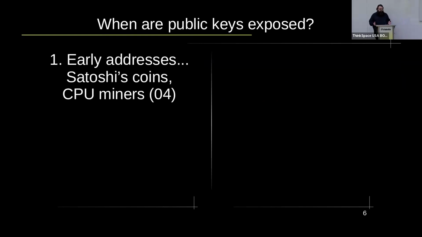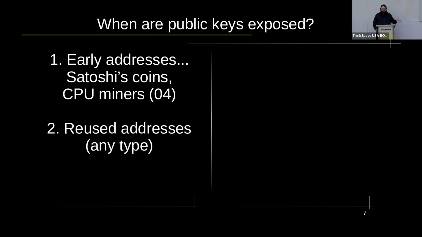When are keys exposed in the Bitcoin blockchain? The first would be early addresses, because they're called P2PK, or pay to public key, and they encoded an entire 65-byte public key plus a couple opcodes to check it. That is the entire encoding of the entire public key, available on the blockchain for all time.